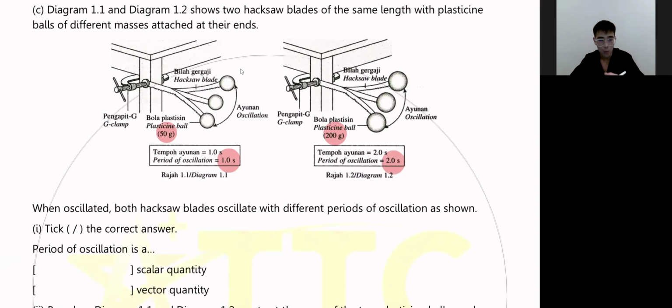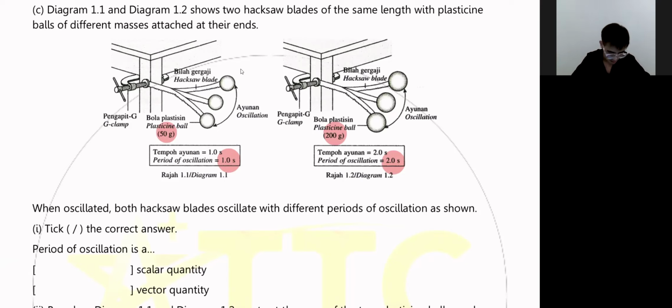So can you see? When the mass of the plasticine ball is heavier, it's actually harder for the hacksaw blade to oscillate, because like I said, when the mass increases, inertia increases. You have to understand, oscillation means the hacksaw blade is moving left and right, so constantly the hacksaw blade is changing direction. When an object has greater inertia, it will be harder for the object to change direction. That's why it takes a longer time for the hacksaw blade to oscillate when the plasticine ball is heavier. So, it is harder to change direction for the heavier object.